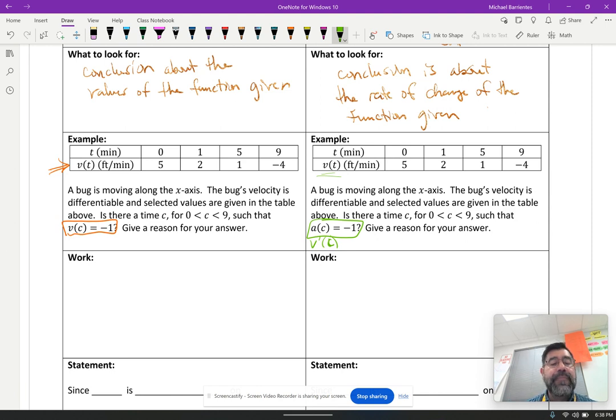But look at the phrasing. Is there a time? Is there a point? Is there an x value? Is there a c value? They're asking about the existence of something. You know that we're going to have to use either the intermediate value theorem or the mean value theorem.